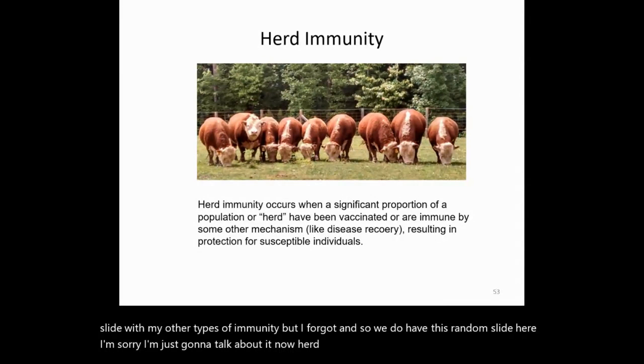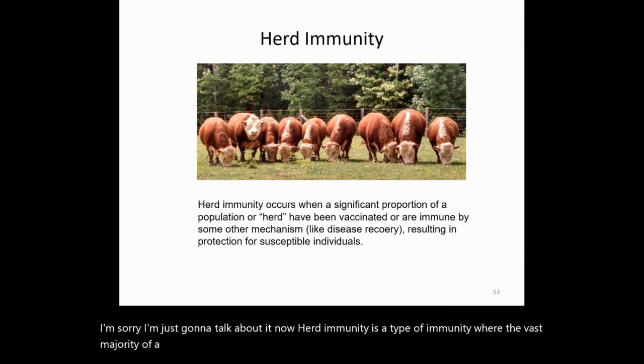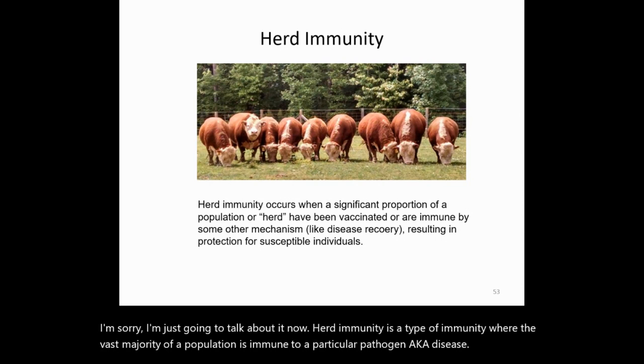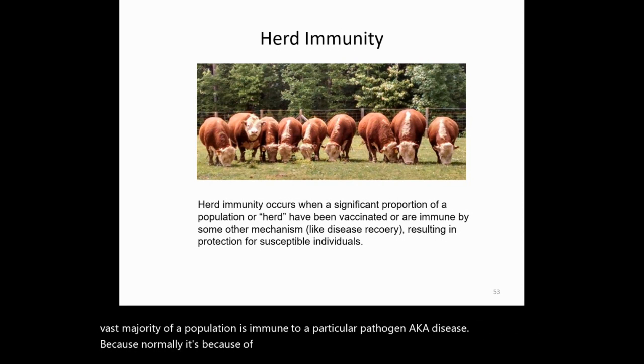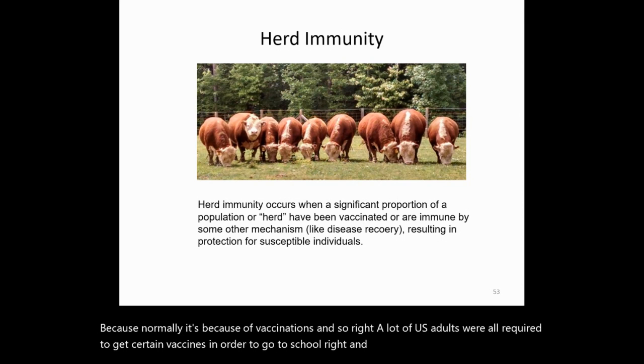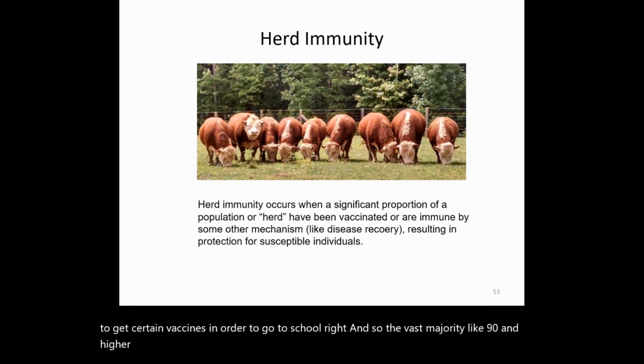Herd immunity is a type of immunity where the vast majority of a population is immune to a particular pathogen, aka disease, because normally it's because of vaccinations. And so, right, a lot of us adults, we're all required to get certain vaccines in order to go to school, right? And so the vast majority, like 90% and higher, are immune to things like measles, right?